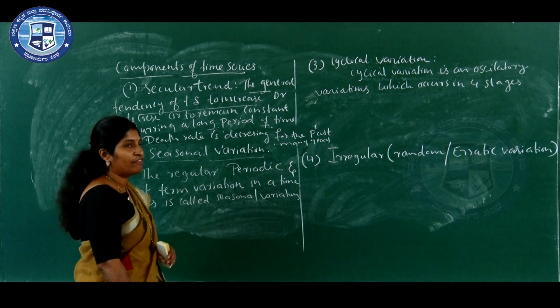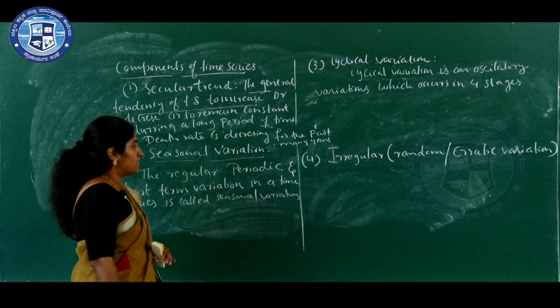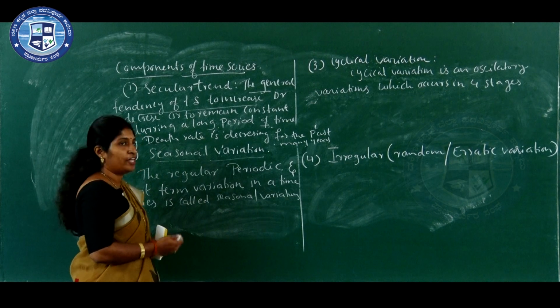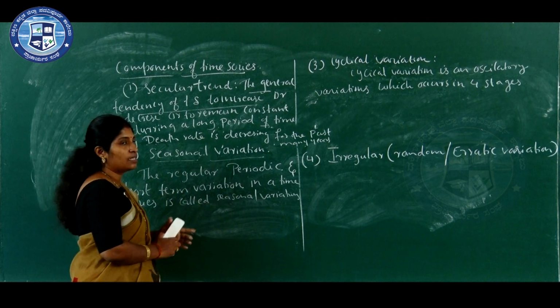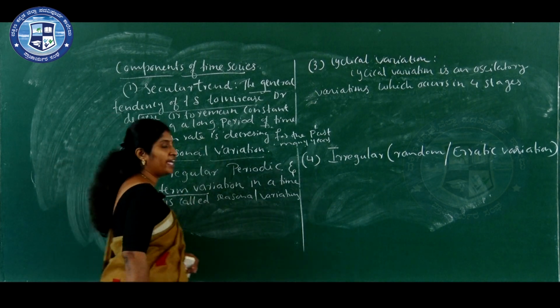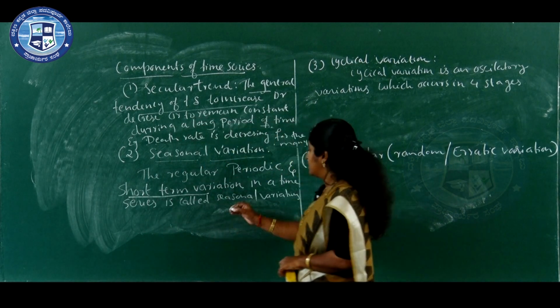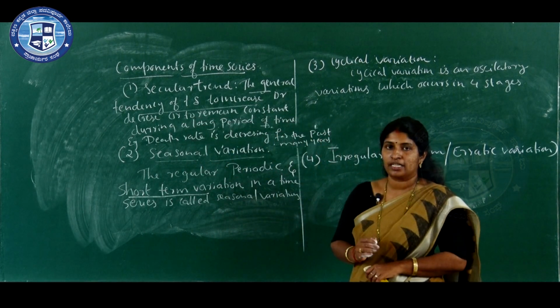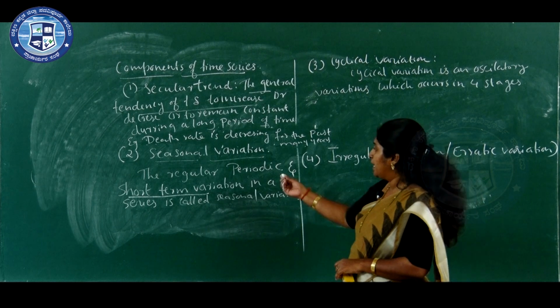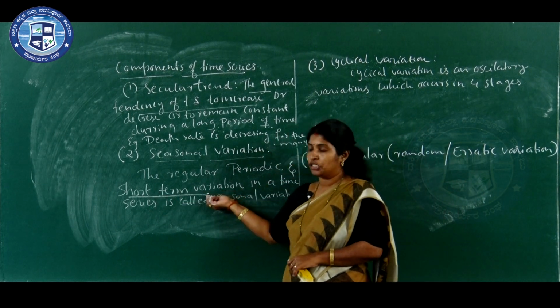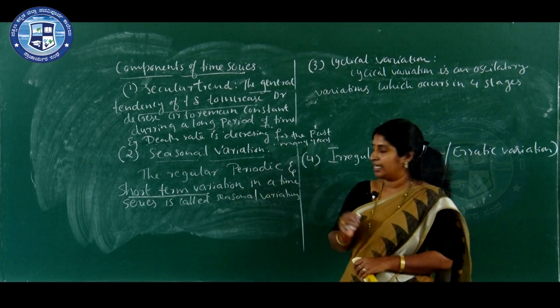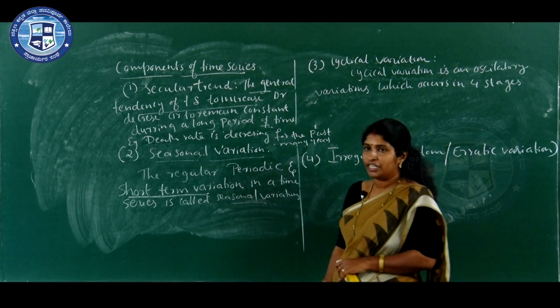Next, seasonal variation. The regular, periodic and short-term variation in a time series is called seasonal variation.